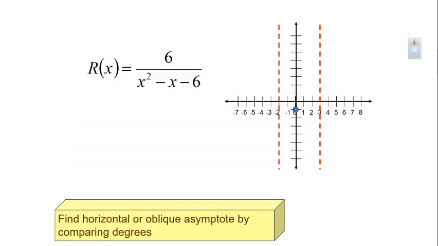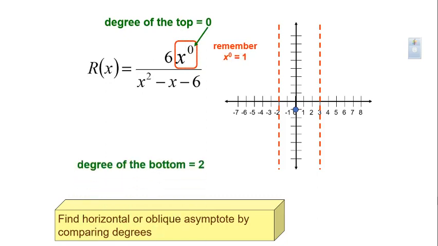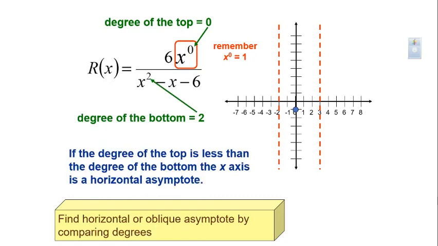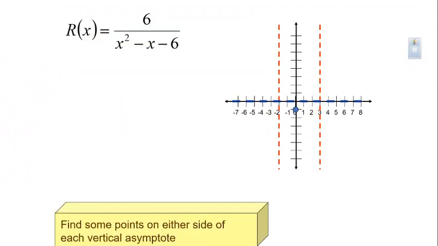Now let's take a quick look at the horizontal asymptote. Since the degree of the top is 0, it's a constant, and the degree of the bottom is 2, the degree of the top is smaller than the degree of the bottom. So the horizontal asymptote is y equal to 0. And so we are saying that the horizontal asymptote is the x-axis. That's what the graph approaches as we approach negative or positive infinity. Since there is a horizontal asymptote, there is no oblique asymptote.